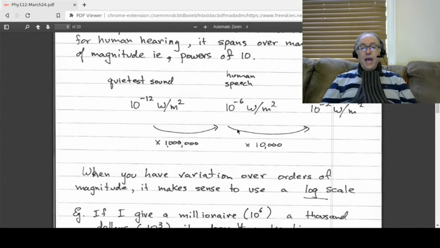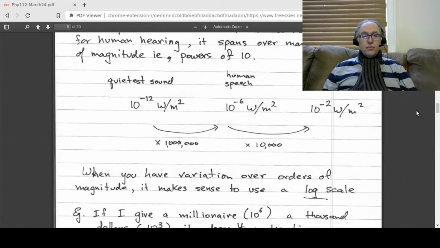And when you go to a concert and you've got loud music playing, then the intensity is actually like 10 to the minus 12 watts per meter squared. So you're basically jumping over many orders of magnitude there.